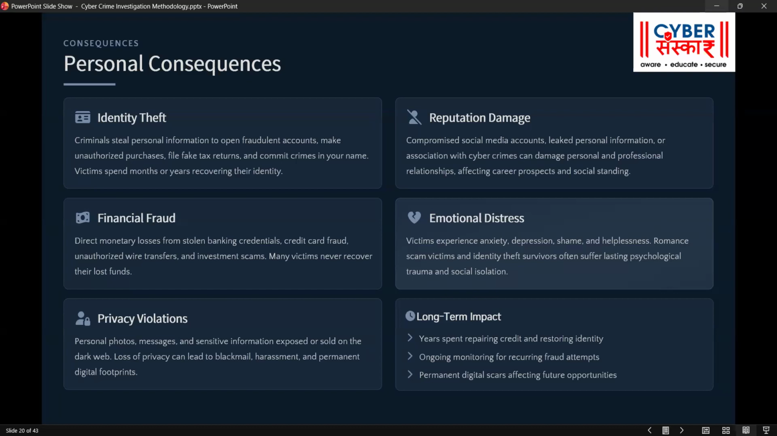So be very careful in maintaining your financial records, always remain in touch with the bank authorities, update your passbooks and check your bank accounts. Privacy violations: personal photos, messages, and sensitive information are exposed and sold on the dark web. Many of your private photos, sometimes edited, are sold on the dark web, and sometimes used for blackmailing, especially girls.